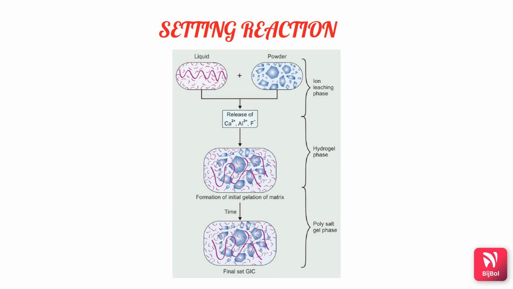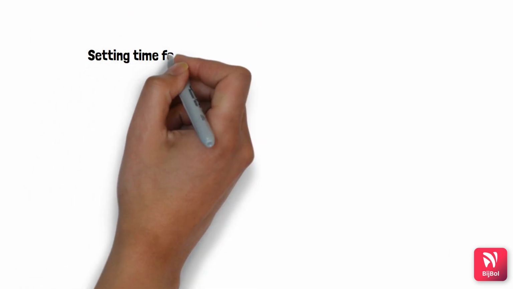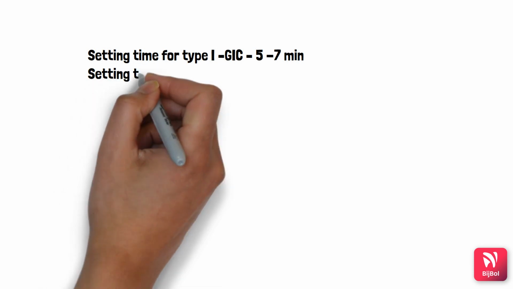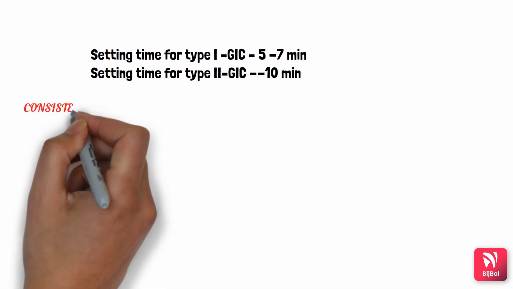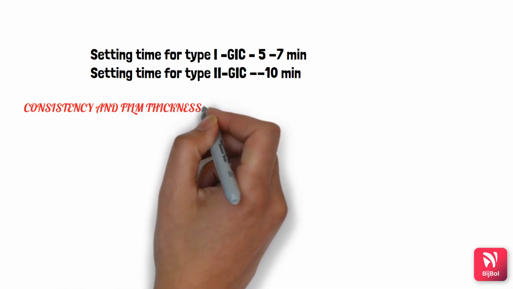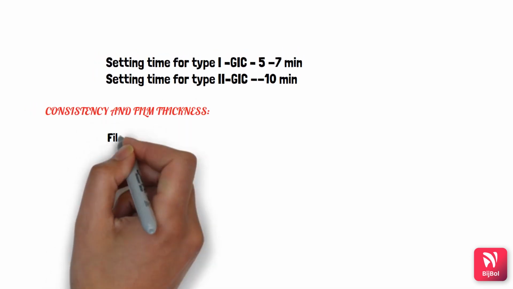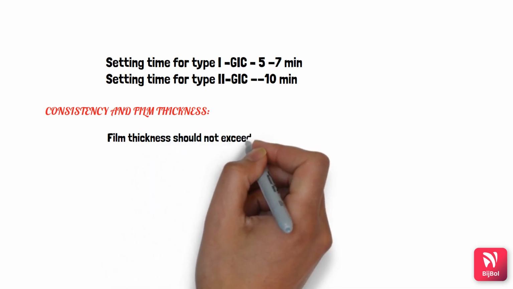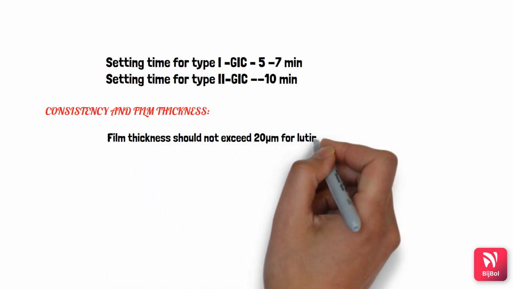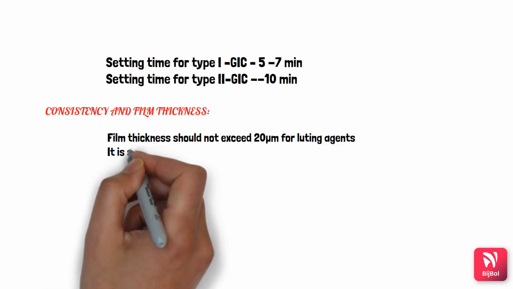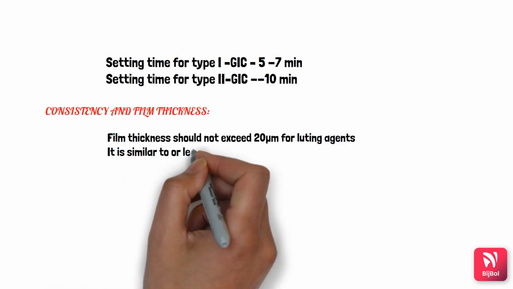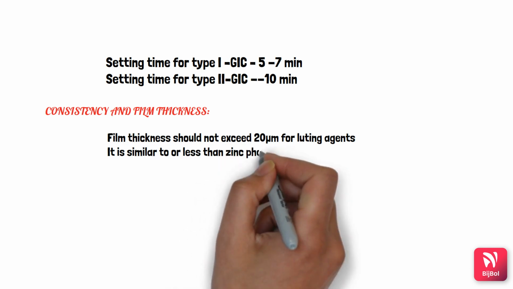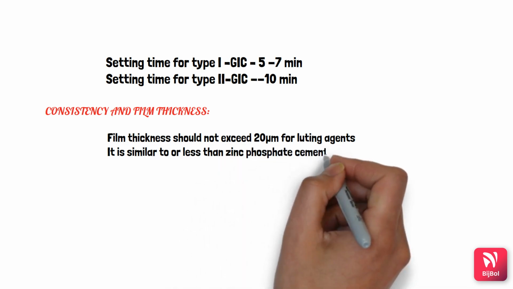Now we'll see the setting time for the type 1 GIC, which is about 5.5 to 7 minutes, whereas for the type 2 it is 10 minutes. And regarding the consistency and film thickness, it should not exceed 20 micrometers for the luting agents, and it is more or less similar to zinc phosphate cement, and it is suitable for the cementation purpose.